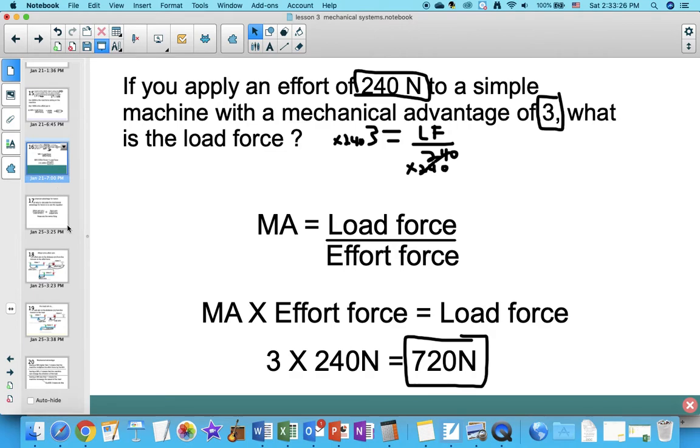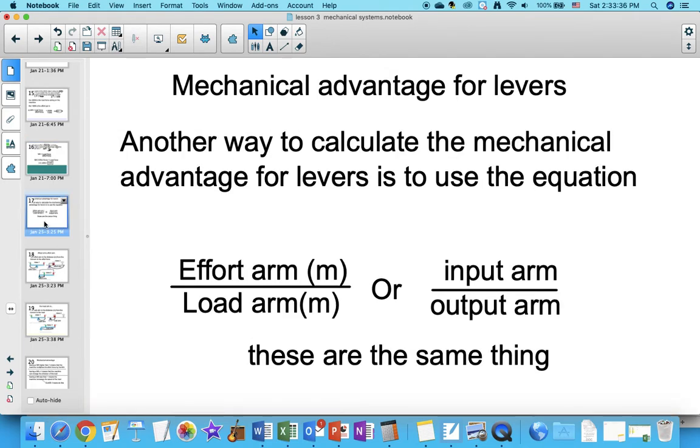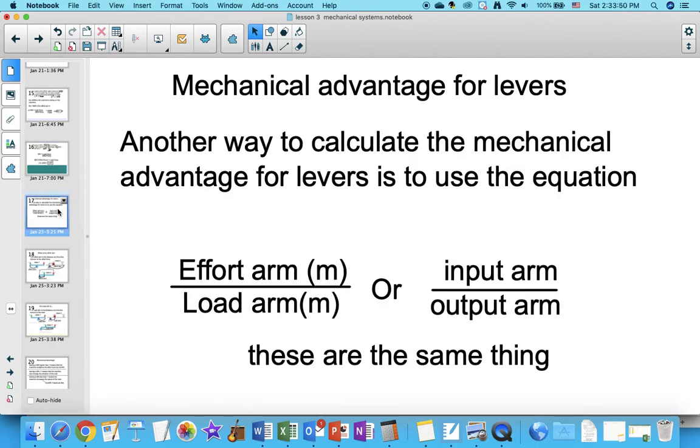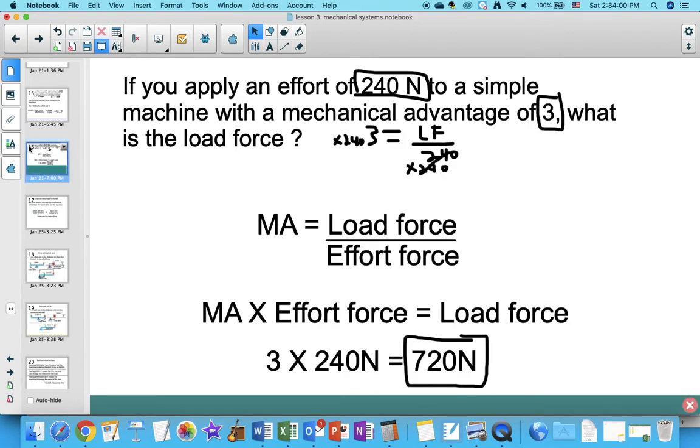This is a mistake you're going to make. I'll give you a question that gives you load force and effort force, and you can calculate mechanical advantage. But then I might give you a question that gives you effort arm and load arm. So you'll need to know that when I'm giving you the forces and saying find mechanical advantage, it's load force divided by effort force. But if I give you a question with the distance of the arms, it's effort arm over load arm. It's upside down. It's not load arm over effort arm. It's effort arm over load arm. And when I give you forces, it's load force over effort force.